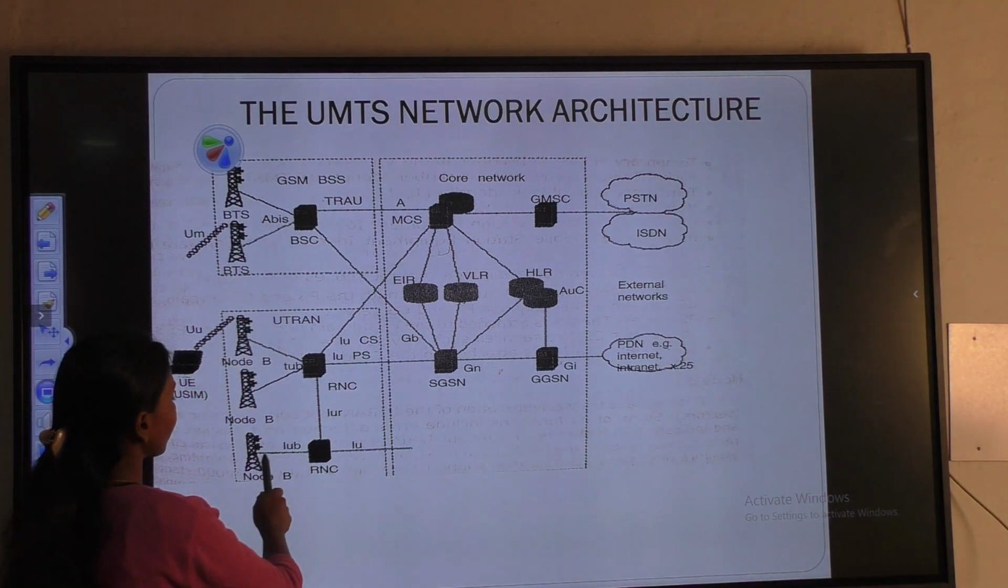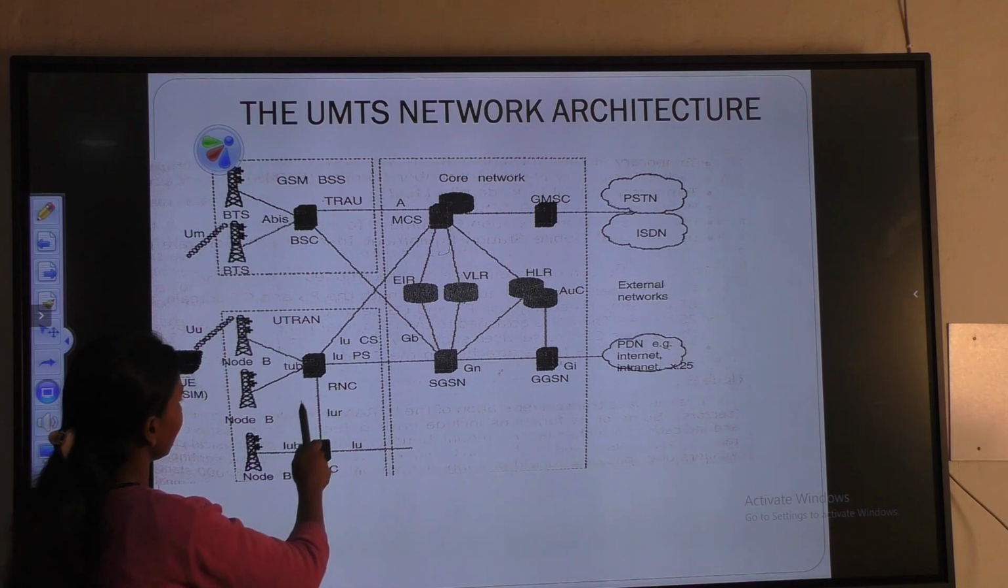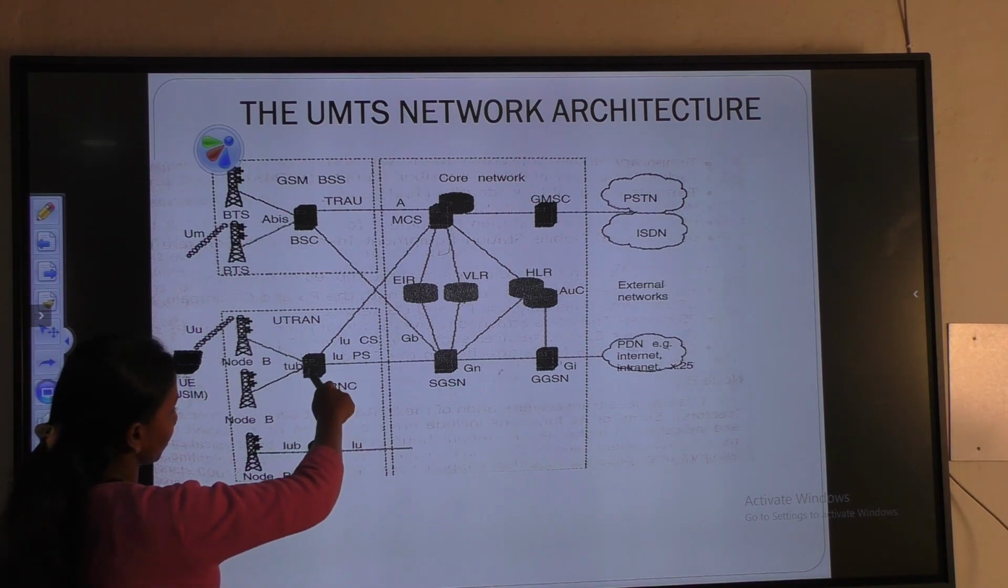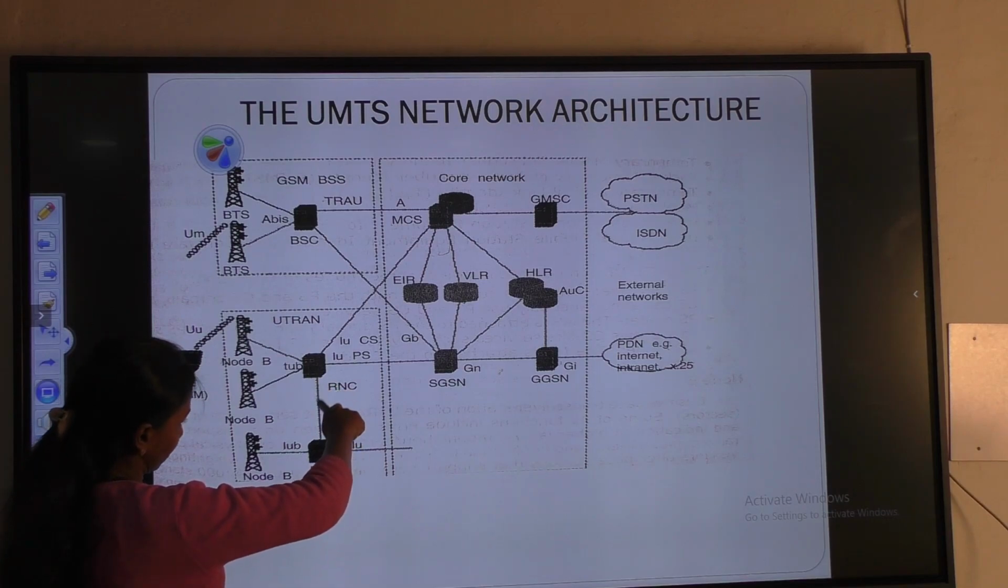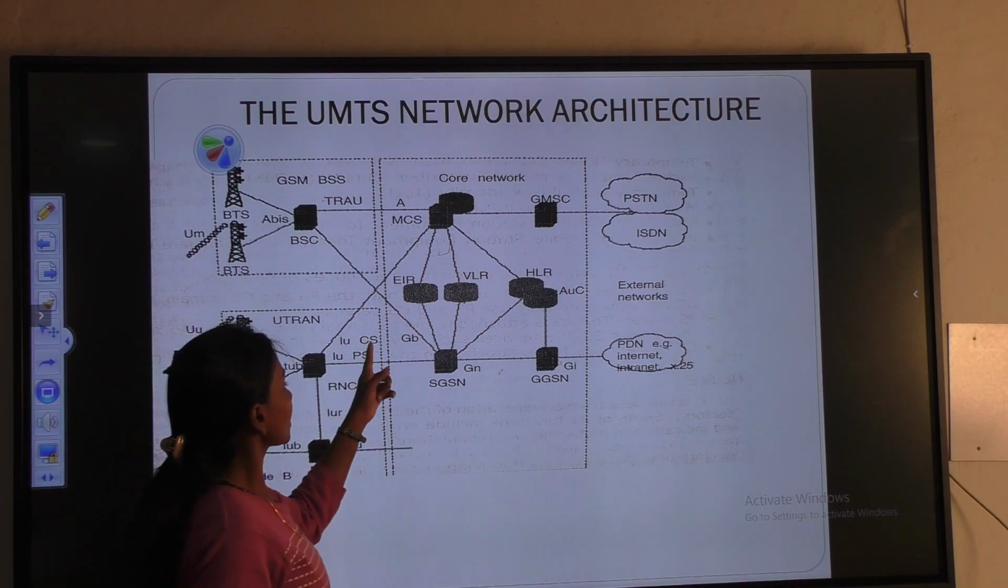Okay, so the interface here connected with the Node B is Iub, then the RNC communicates with the other RNC through the interface Iur. Then there is circuit switching.